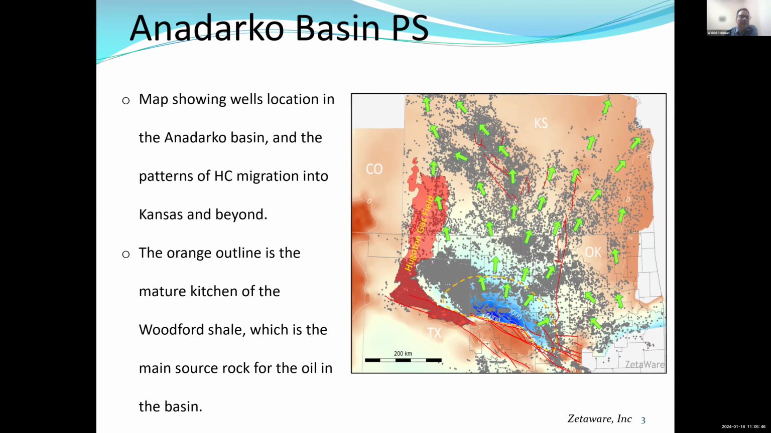The orange line here is showing the boundary of the mature part of the Woodford Shale, which is the main source rock in this basin. And as I said, I have a thermal maturity map in a later part, but this is probably around 0.9% maturity equivalent boundary.